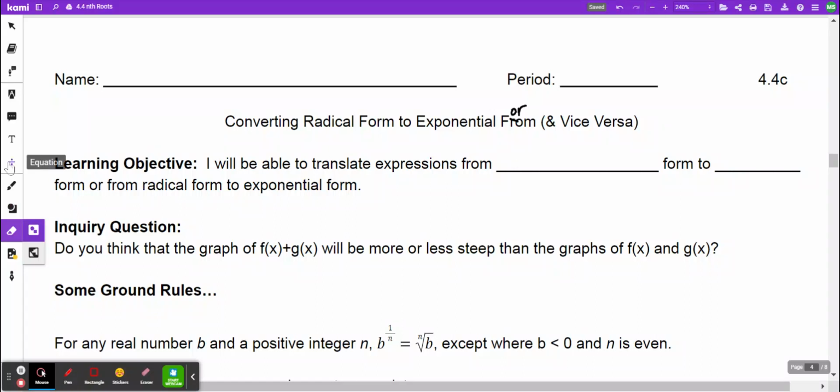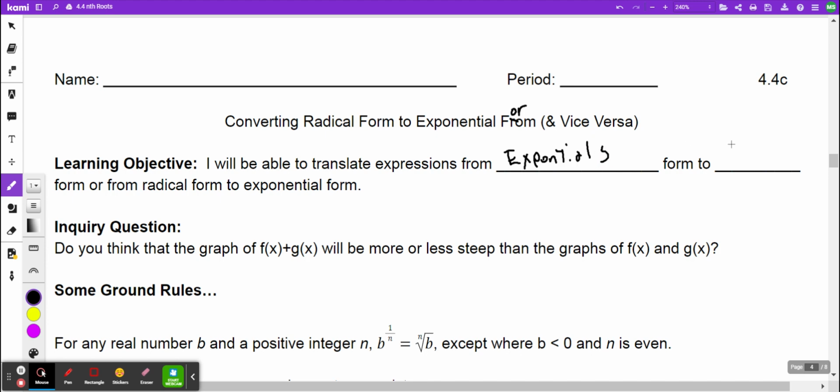Hello, everyone. Mr. Schultz here as we dive into converting radical form to exponential form, or vice versa. So, we're going to convert from exponentials to radicals, or from radicals to exponential forms. All right, so let's dive into this.